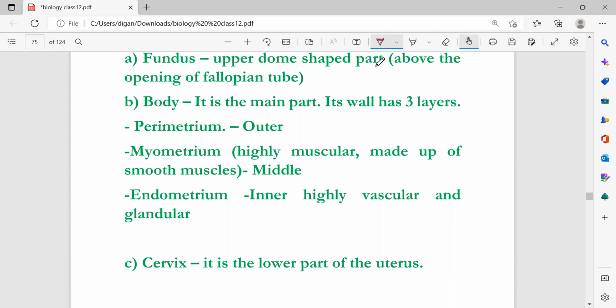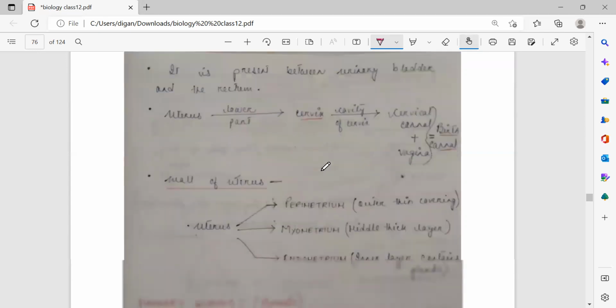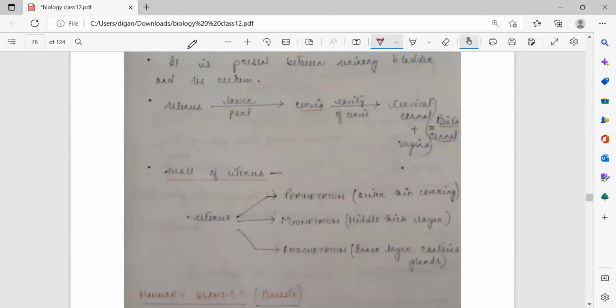Fundus, the upper dome shaped part, is known as the fundus, then the body, then 3 coverings: perimetrium, myometrium, and the endometrium. Cervix is the lower part of the uterus. Then this is another summary chart. Cervix is present between the urinary bladder and the rectum. Then the lower part of the uterus is called cervix.